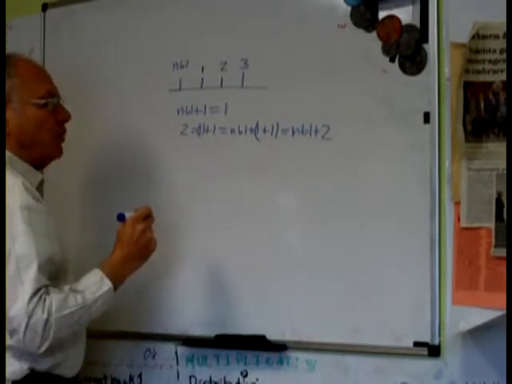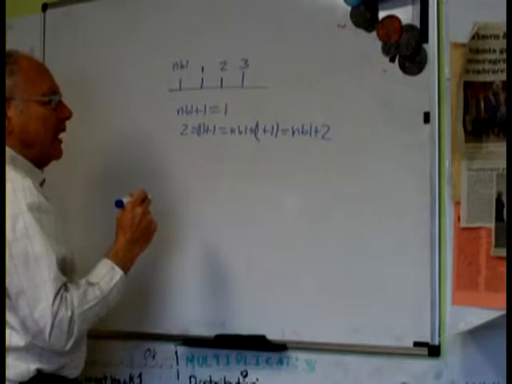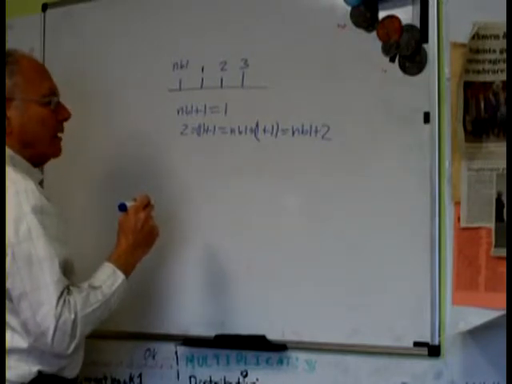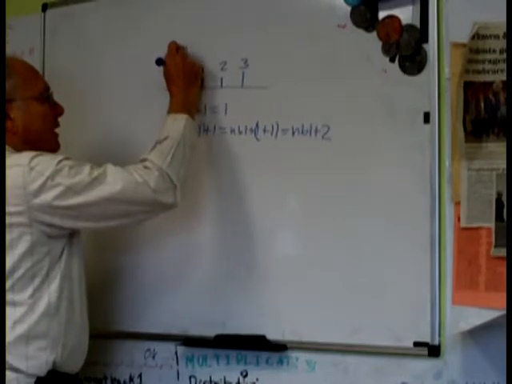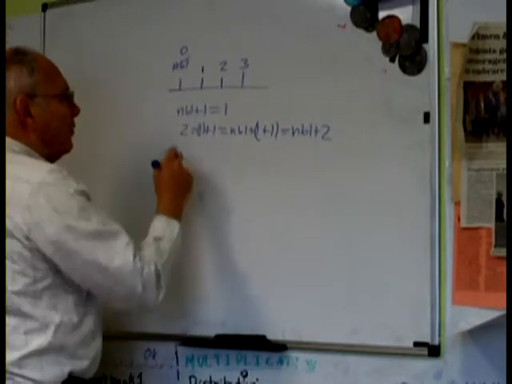So this number before 1 has the property, when added to any number, it gives us that number back again. This is the identity property. And what we will call this is what you're familiar with, the number 0.